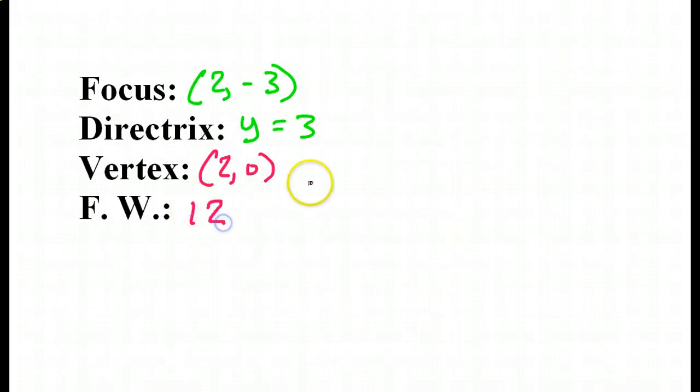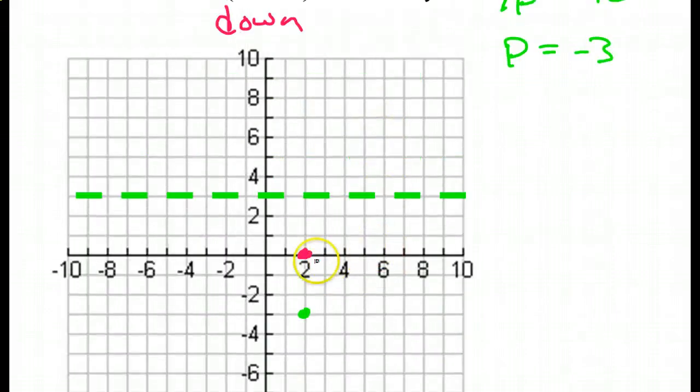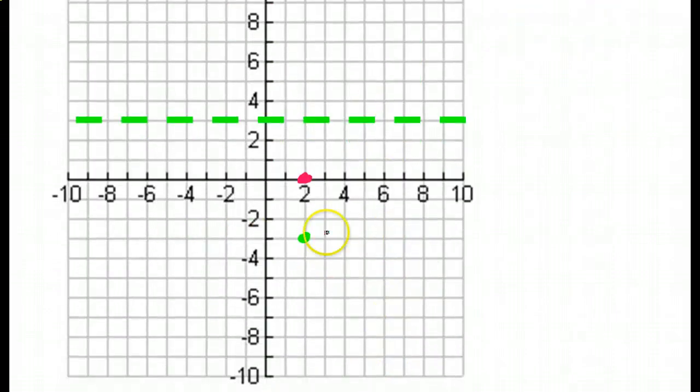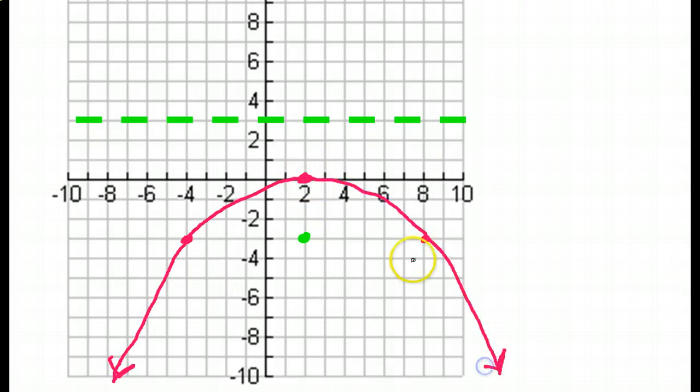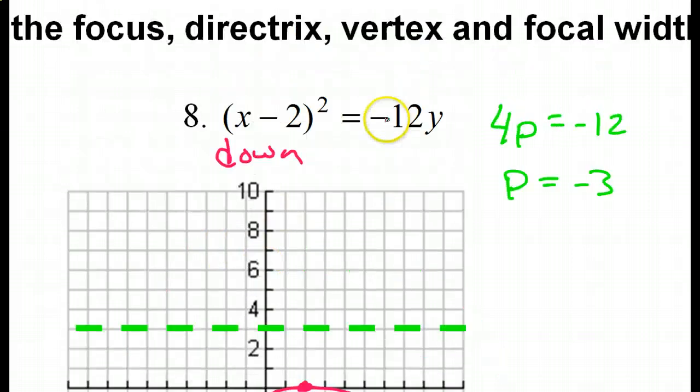That means here at the focus, the width is 12. So that means 6 to the right and 6 to the left. If you counted this up, that'd be a total of 12. That's the focal width. All right, and then we can just go ahead and do the graph. Okay, there you go. That was number 8. Let's look for number 9.